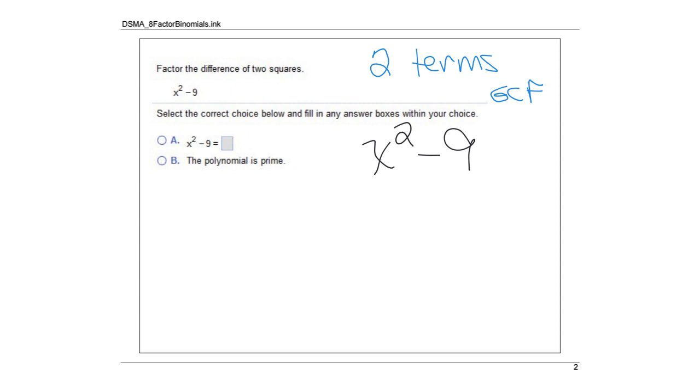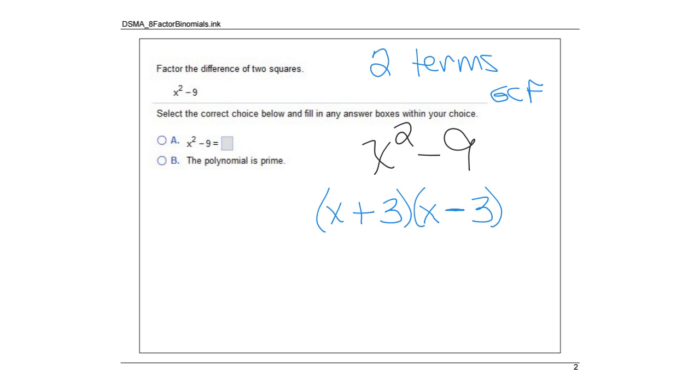So let's think about these being perfect squares. The x, we have x squared. So if we put an x here and an x here, if we multiply those two back together, we get x squared. And then 9 is a perfect square, right? 9 is 3 times 3. And so if we put the 3's on the other end, when we FOIL, we would get 3 times 3, which gives us 9. However, we need a negative 9, right? And so what we're going to do is put x plus 3 and x minus 3.